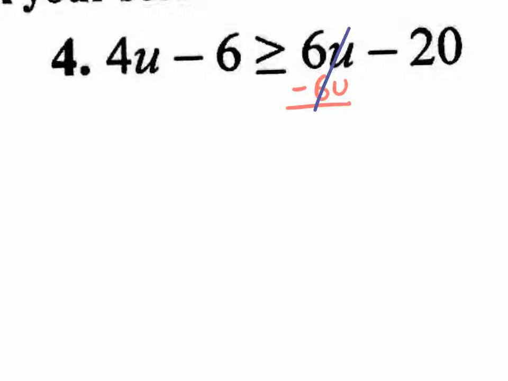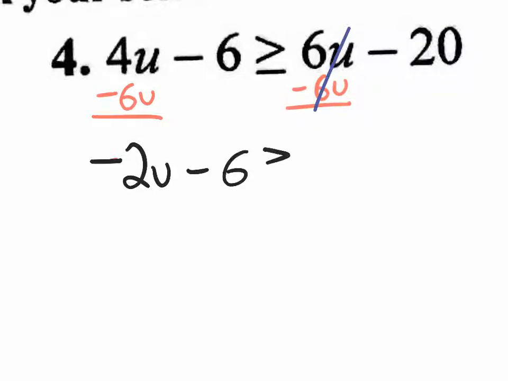That cancels out. What I do to one side, I must do to the other. So 4u, take away 6u, what do I get? Negative 2u. Let me do this in black. Negative 2u. Let's bring down negative 6. Let's bring down greater than or equal to. Bring down the minus 20.